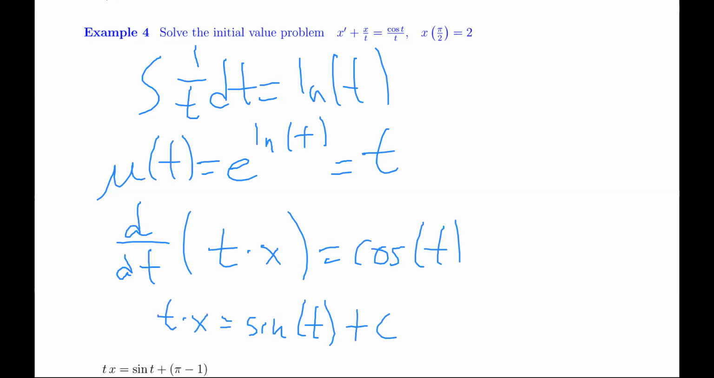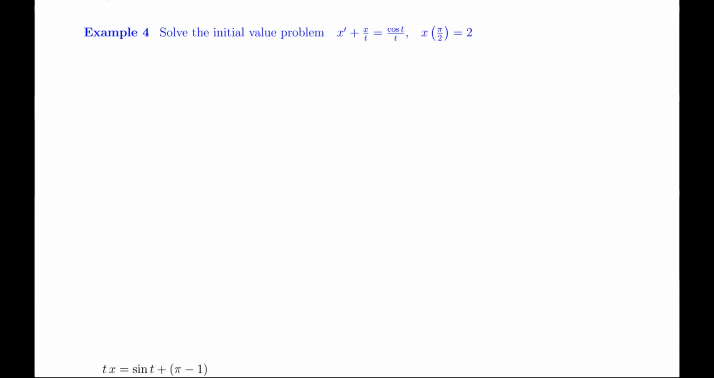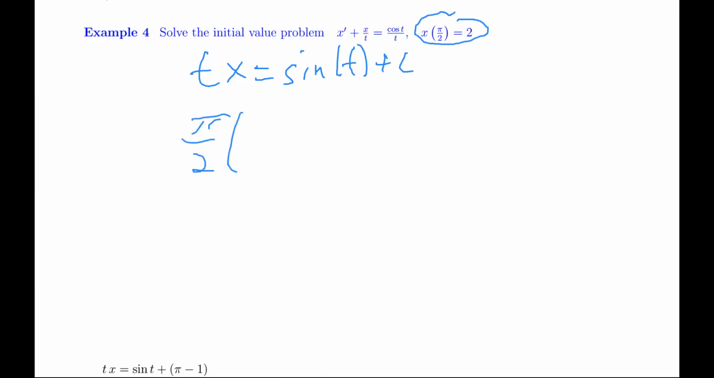Now, let's try to find out what c is. Why are we doing that, right? We have an initial value problem. We're solving the initial value problem. So to do that, we need to find out what c is here. Okay, so we have t times x is equal to sine of t plus c. That was our function. But here we have this extra piece of information that x of pi over 2 is 2. So when t is pi over 2, x is 2.